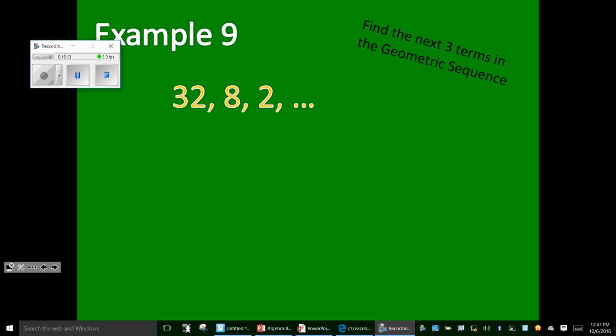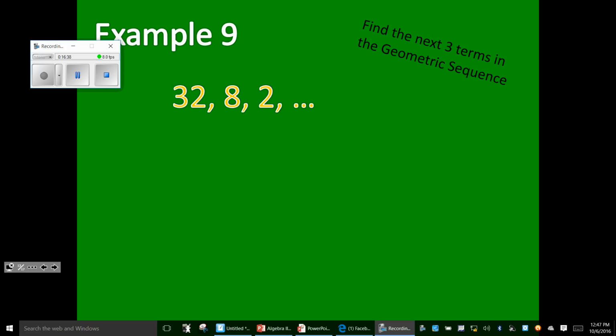Here we go. All right, so I want you to find the next 3 terms in the geometric series. So before we left for lunch, we were talking about arithmetic sequences that have common differences. And then we just went into geometric sequences that have common ratios.